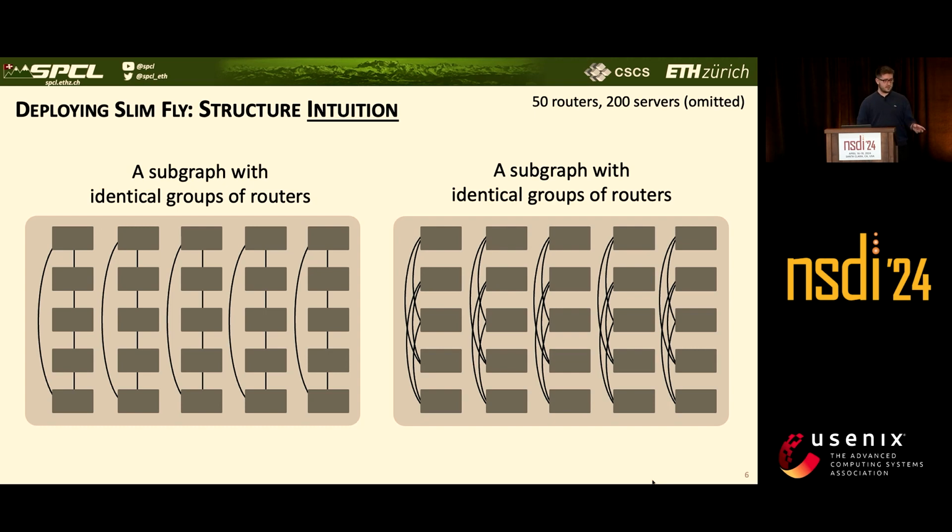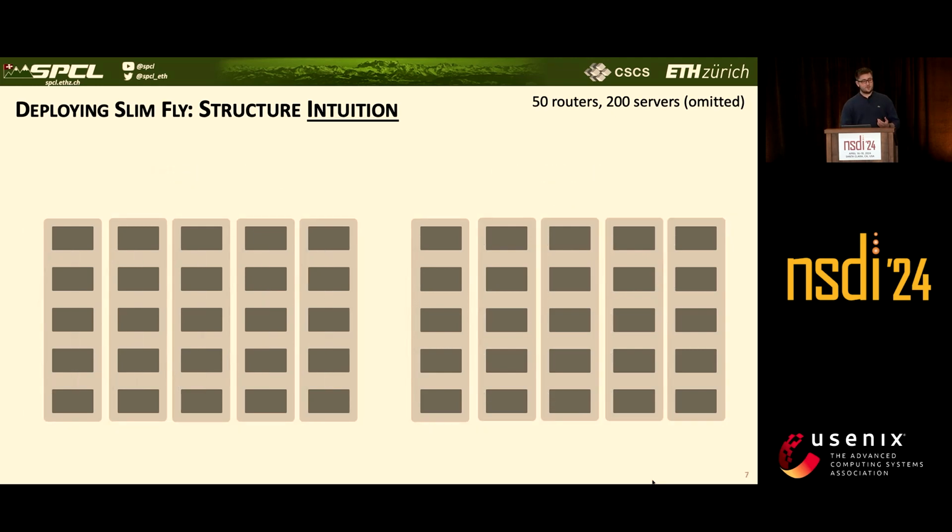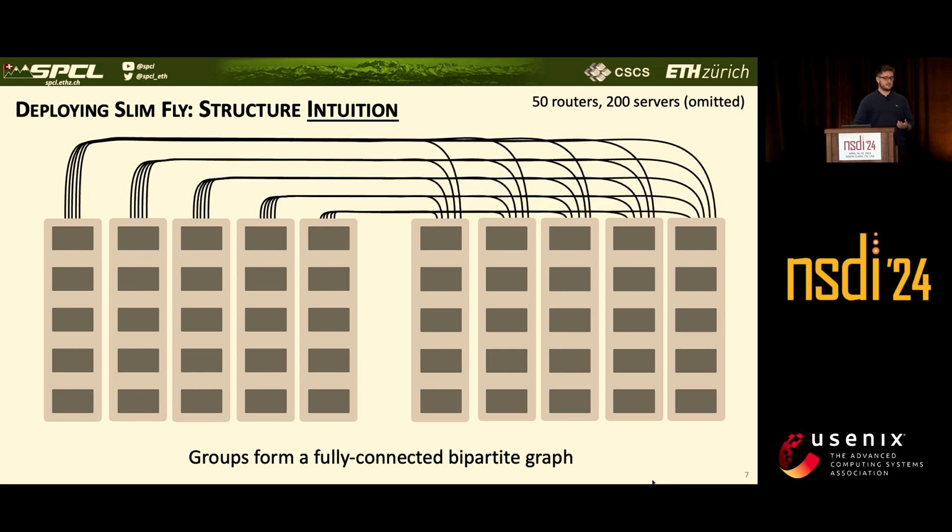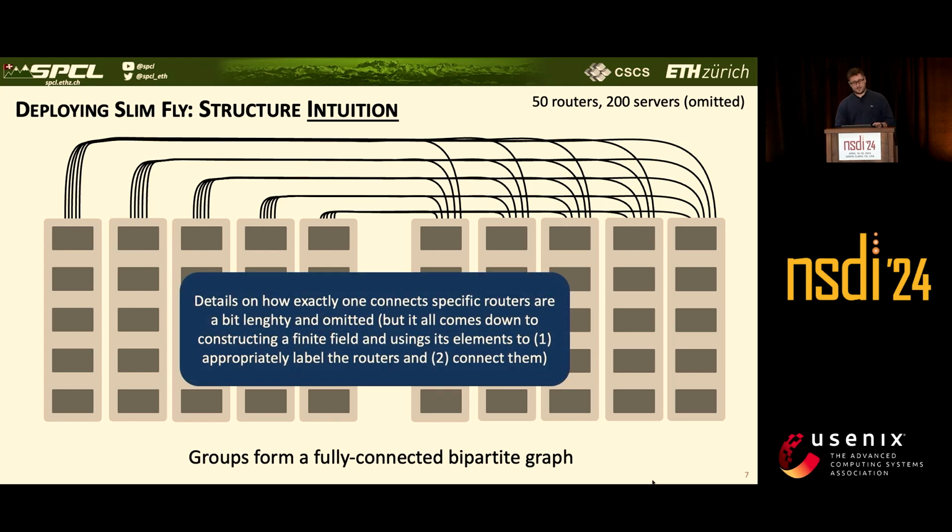So we have subgraph 0 on the left and subgraph 0 on the right that have the same intragroup wiring connection. And then between these groups, we have a fully connected bipartite graph, right? So there's a lot of connections going from each group of switches in subgraph 0 to subgraph 1 on the right-hand side. As I said, I'm not going to go into the mathematical details of how they're then actually connected. It comes essentially just down to finding a finite field in which you then use these elements to determine the connection algebraically, which results in graphs of diameter 2 at most.